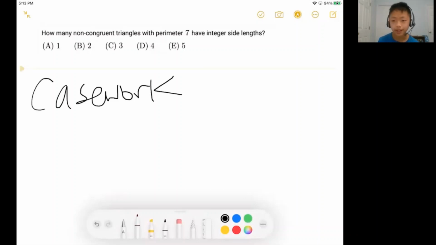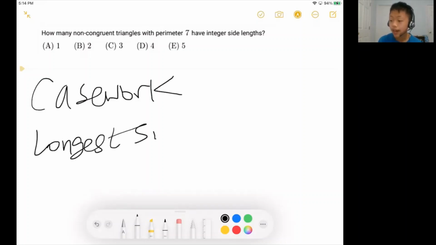because a lot of times in questions, we want to organize our counting carefully, right? We want to make sure we don't miss any possibilities, and we don't overcount any possibilities. So we want to split into cases. How can we split into cases? Well, we know that the perimeter of the triangle is 7, and a triangle has 3 sides. So what you can think of doing is casework on the length of the longest side.